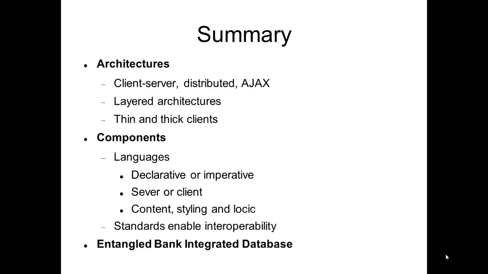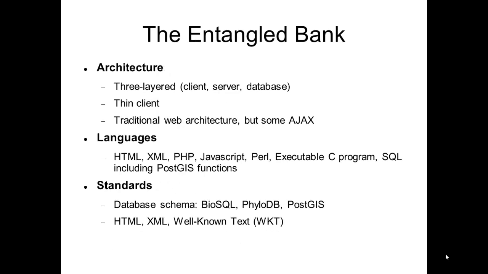And then we've looked at the various components that put together make up this, allow the internet architecture to run. So we've got the various languages, which may be declarative or imperative, may run on the server, may run on the client, may define content, styling, or logic, and that following the standards enables interoperability. And we've seen the entangled bank and how those technologies were put together to create a simple web-based interface.